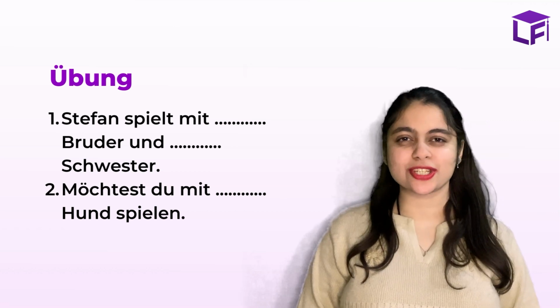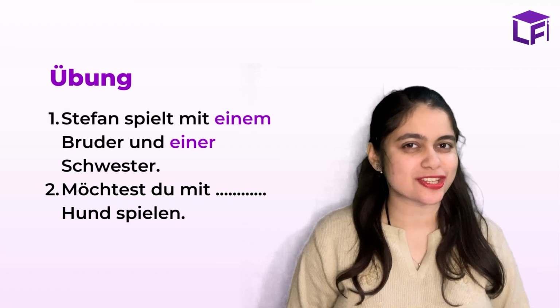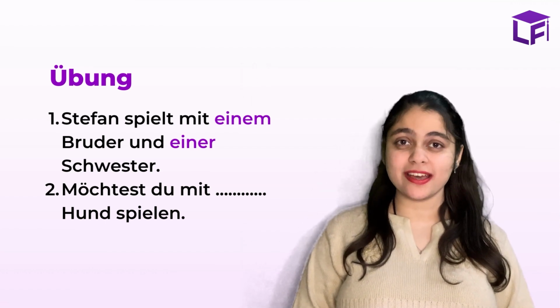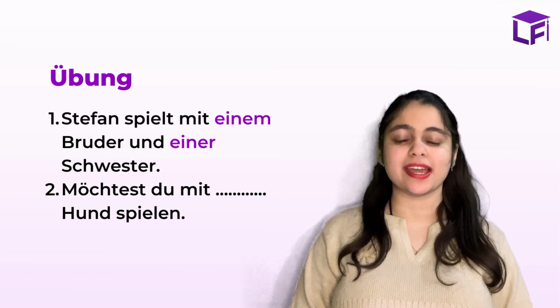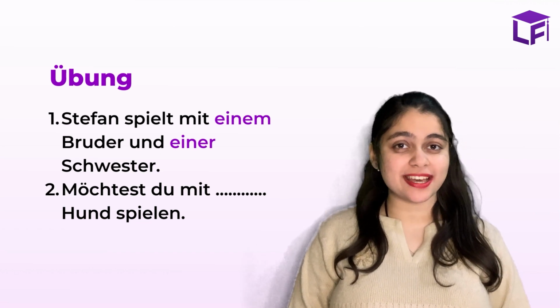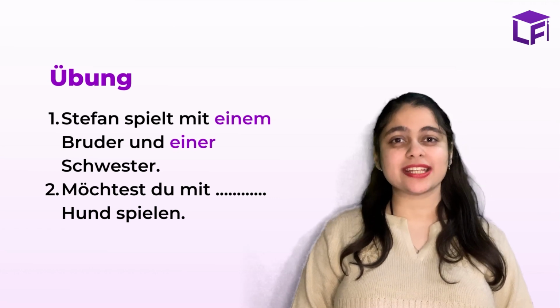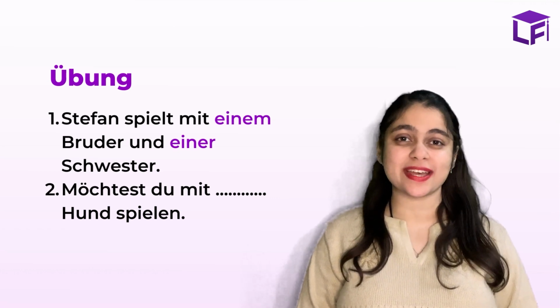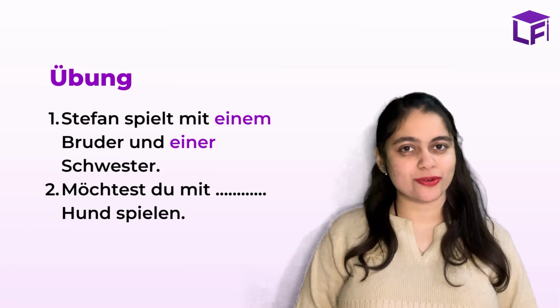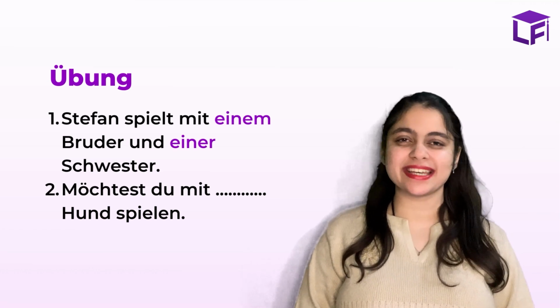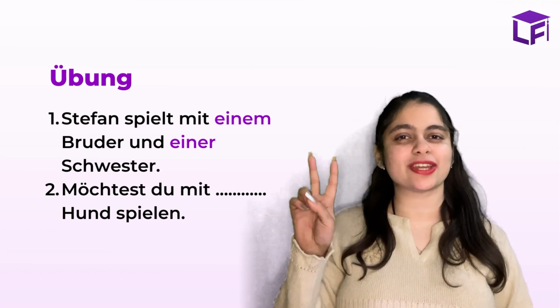Yes, so did you guess both the blanks or just one? Well, the article for Bruder, which is masculine, is going to be einem Bruder, and for Schwester, which is female, is going to be einer Schwester. Einem Bruder und einer Schwester. Amazing. Moving to the second question now.